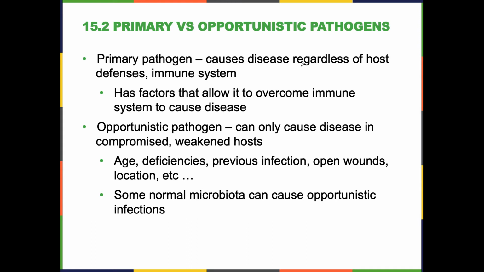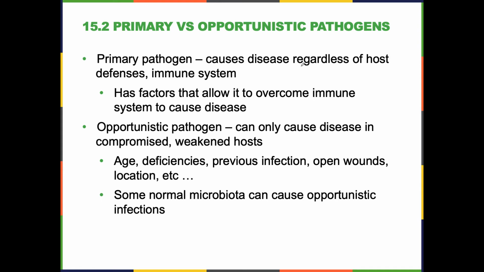So in the elements of disease, as pathogens are coming in and invading, we have various levels of pathogen. We have our primary pathogen. This primary pathogen is a good pathogen. It's going to cause disease regardless of host defenses, provided that it meets whatever number is required. Our ID50 plays into it, and the immune system plays into it. But provided we have enough of this pathogen to overcome the immune system, the primary pathogen will cause disease. It does so using various factors that allow it to fight the immune system, which we will talk about very soon.